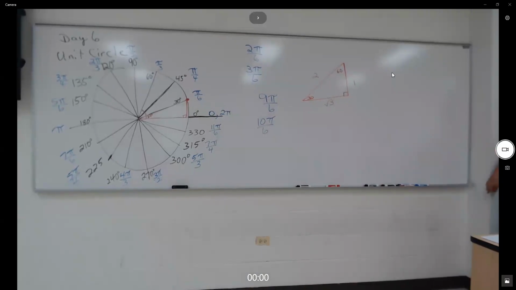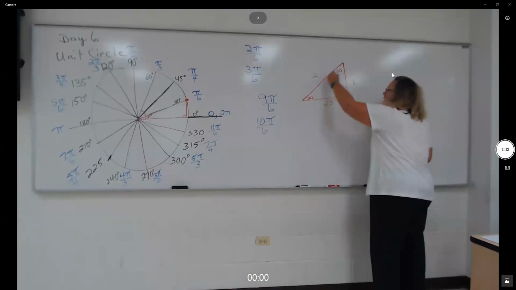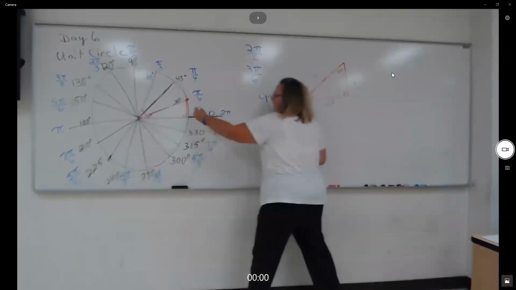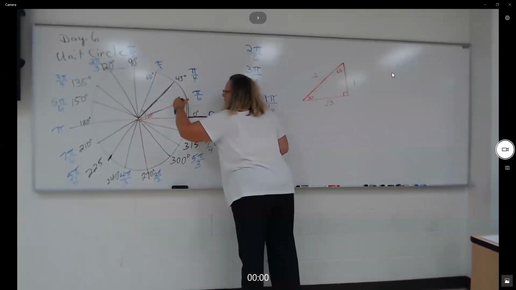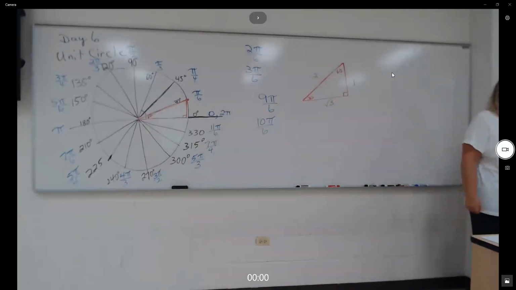Now, we've got a little bit of a problem because this line is this line. And what is that line in terms of the circle?